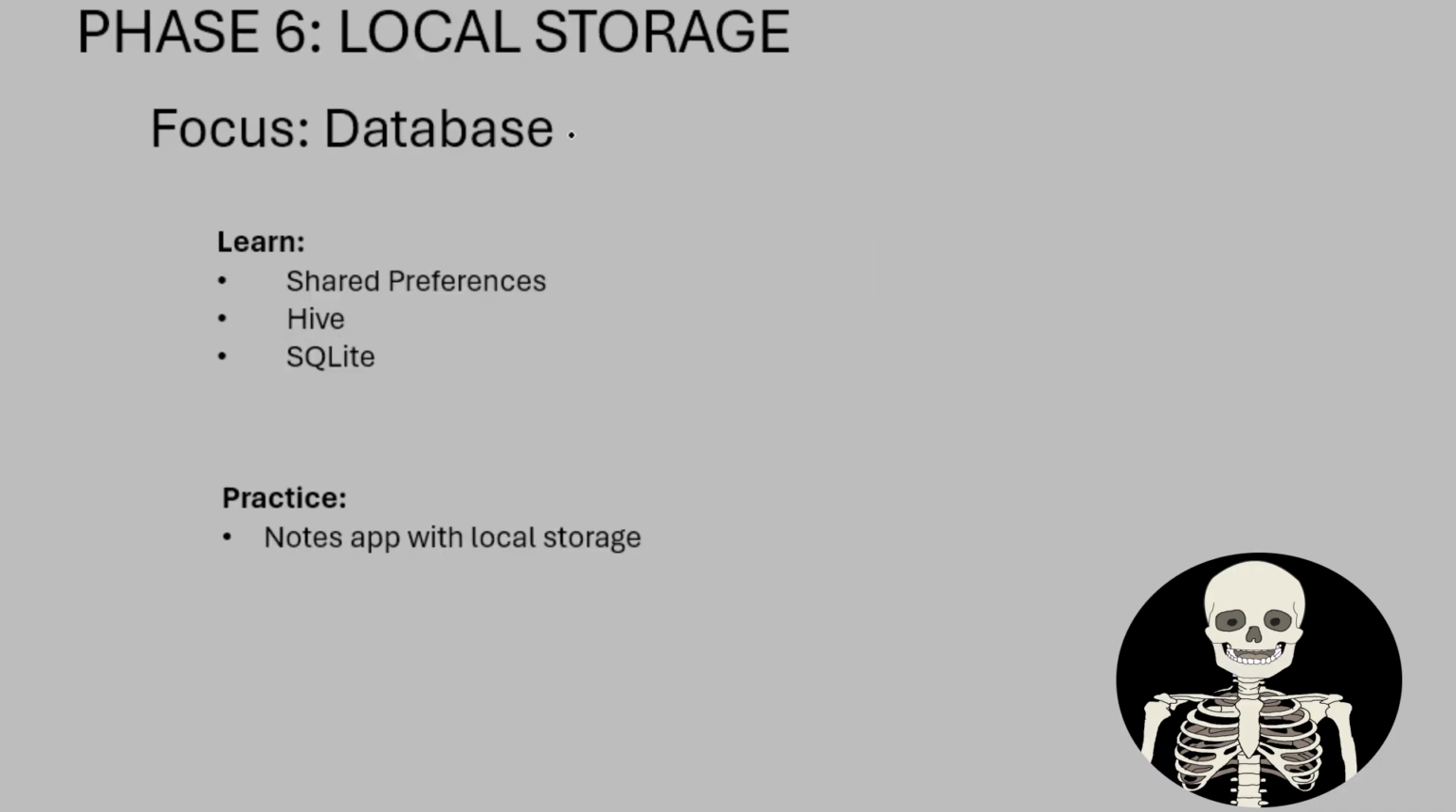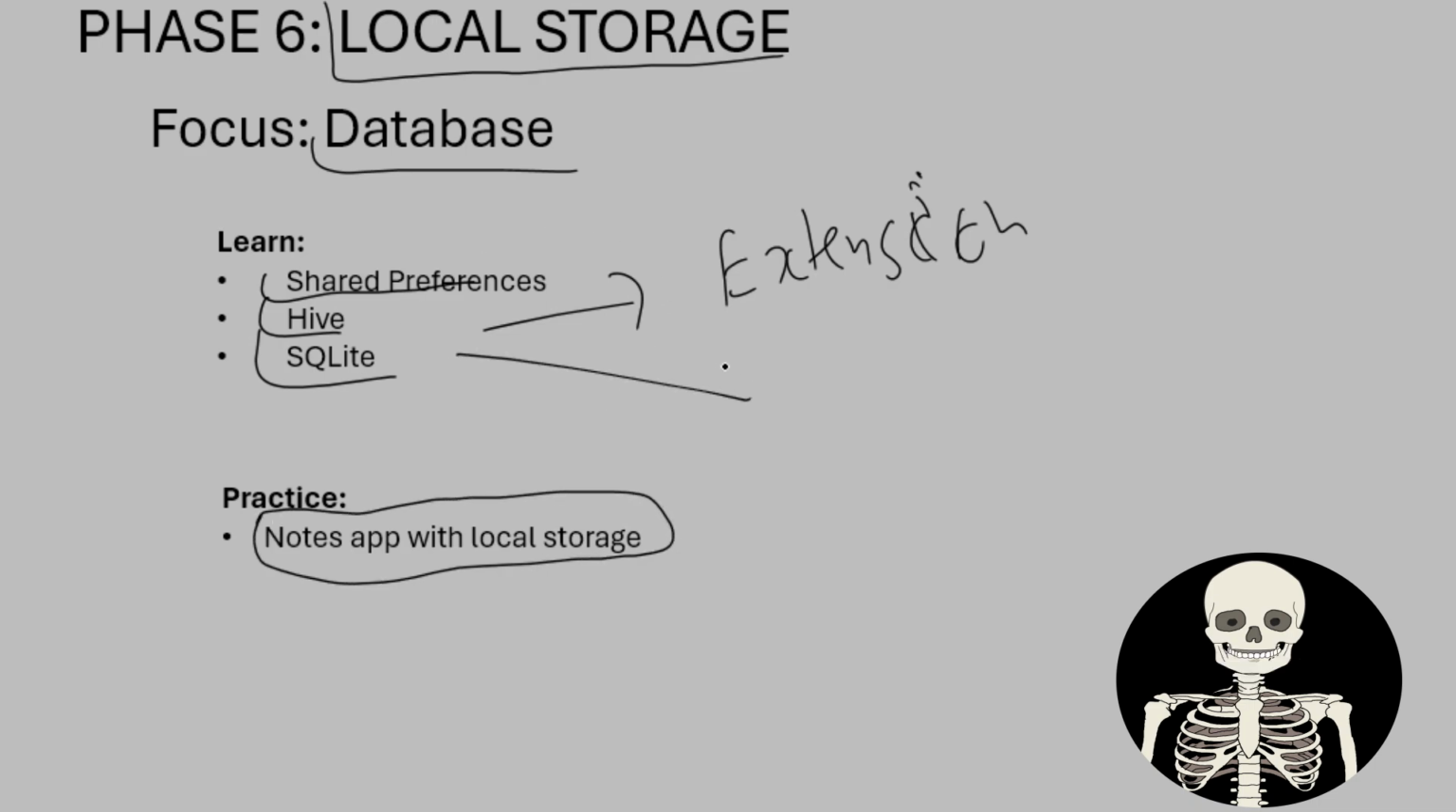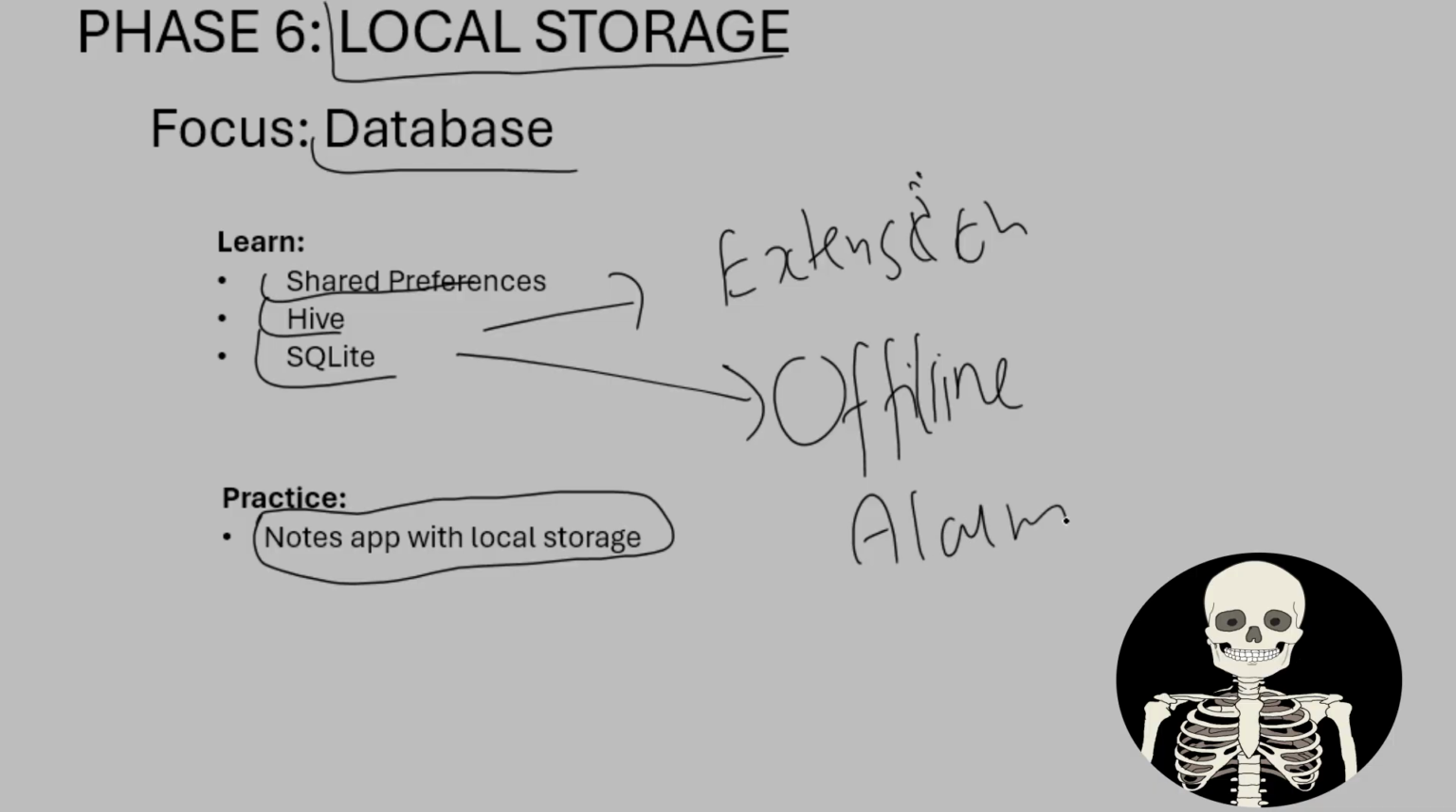After phase 5 we're going to move towards local storage databases: shared preferences, Hive and SQLite. They are all extensions of Flutter, so they are not actual databases but small databases which we are going to use to make short apps, used for temporary storage on our phone. So a notes app, these kinds of things. Mainly this kind of storage is used in offline apps like alarm, to save alarms and stuff, that kind of apps.